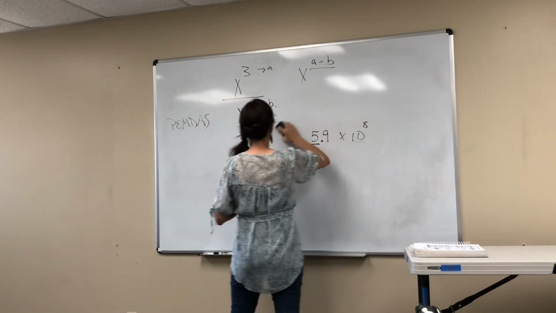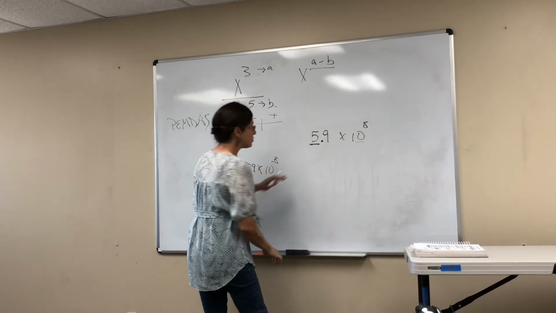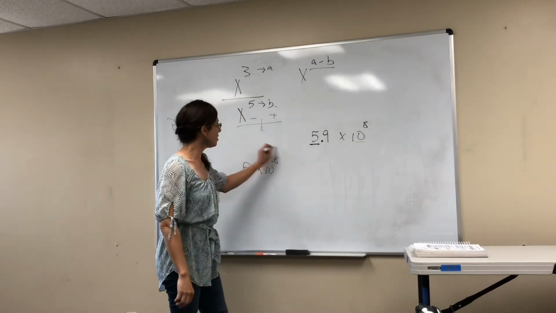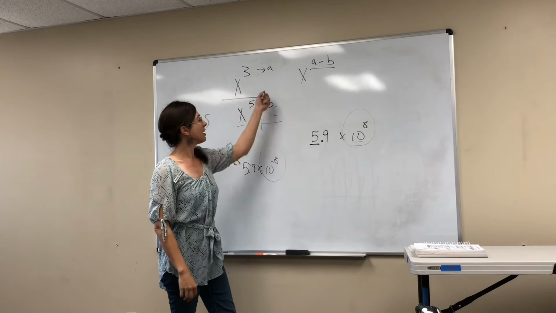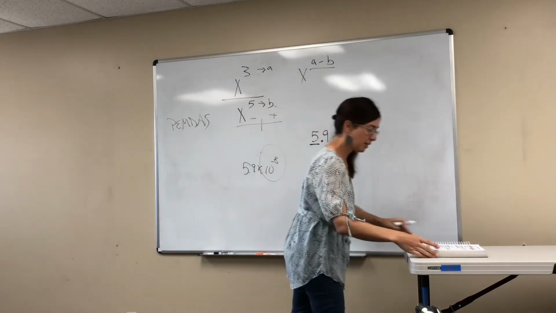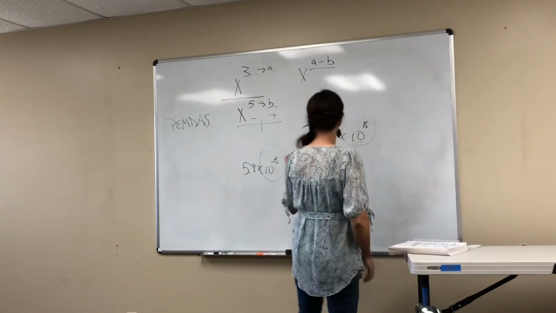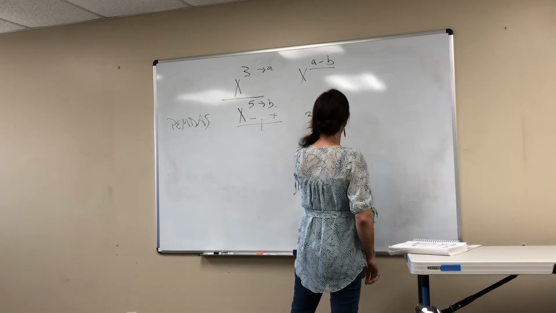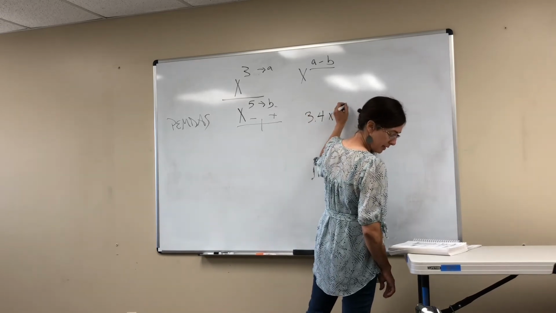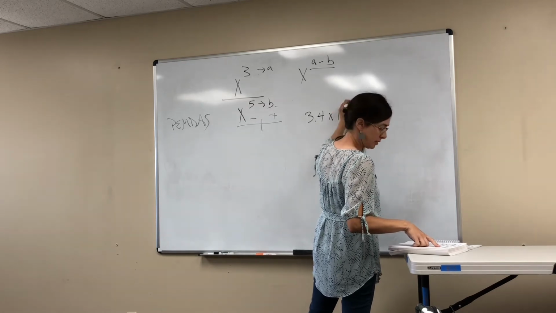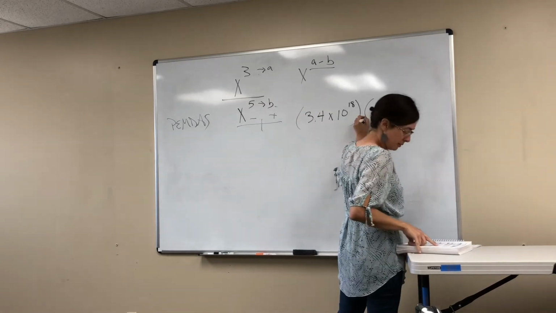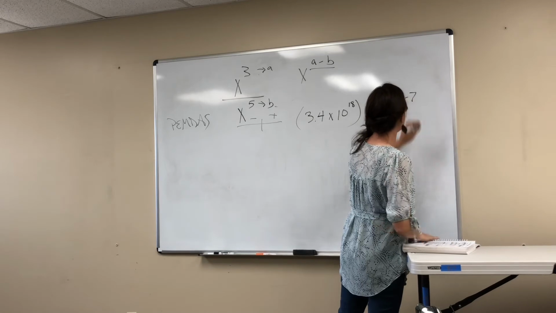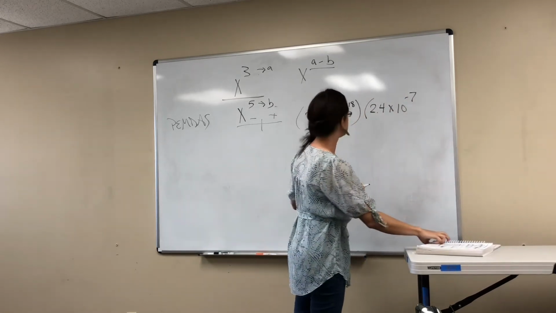The problem, where it gets difficult, is when I'm dealing with a lot of these numbers, trying to figure them out. Well, we know our exponent rules. We can just simplify. So if I have 3.4 times 10 to the 18th, times 2.4 times 10 to the negative 7th.